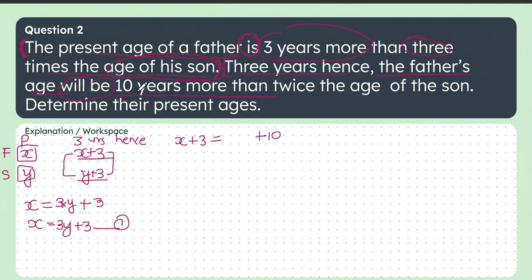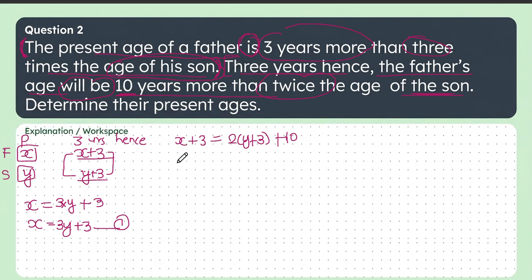More than means plus, how much more than? 10. So plus 10. Twice means 2 multiplied by. Twice the age of son. So age of son is y plus 3. Okay, so 2 into y plus 3 will come. So plus 10, and before that twice the age of son, so age of son is y plus 3.